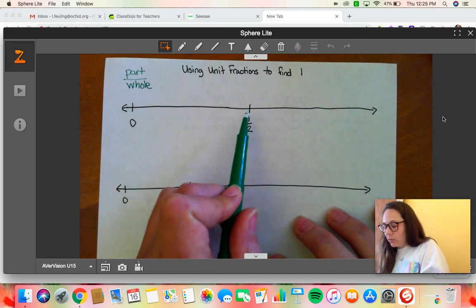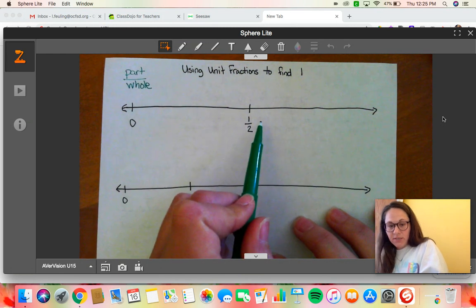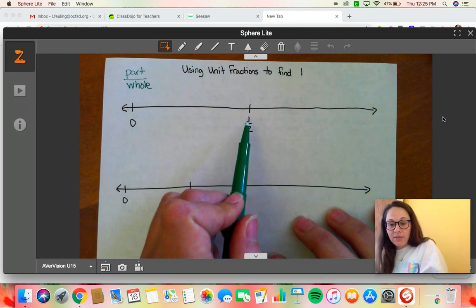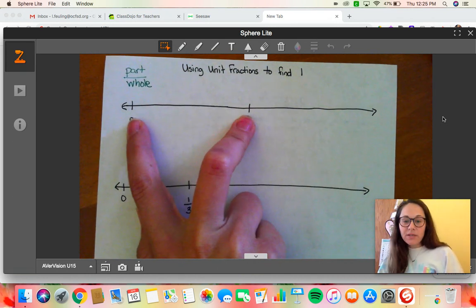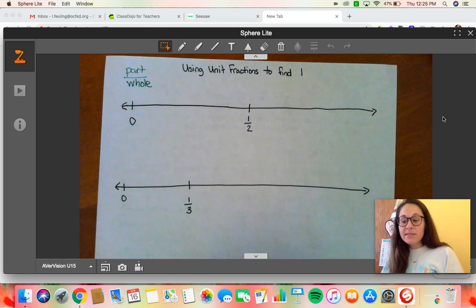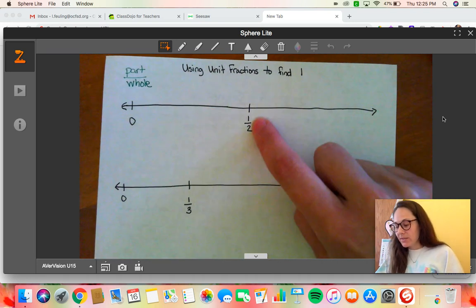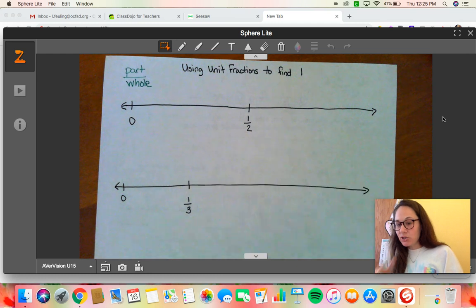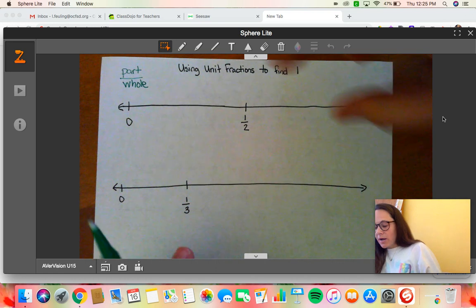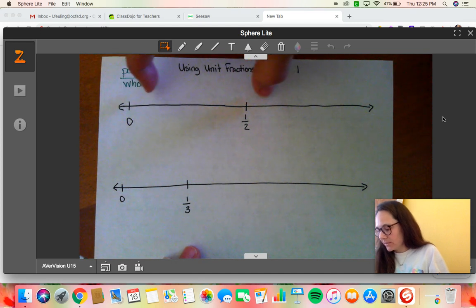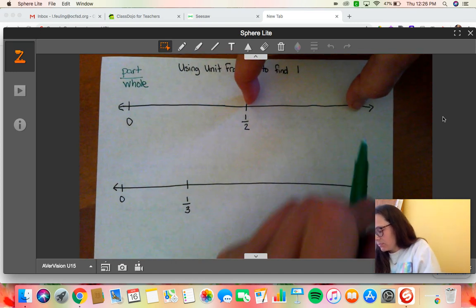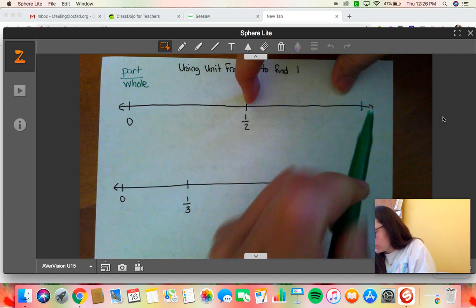So does that mean, should 1 be right here? From 0 to here, are there 2 pieces? No, this tells me that this is supposed to be one jump. That means I need 2 of these put together to find where 1 would be. Okay, this is only one of the pieces here, but I need 2 of those pieces to make one whole, which is what I'm trying to find. So I'm going to kind of eyeball this the best that I can to figure out, okay, if this is one of the pieces, 2 of the pieces would be about right here.